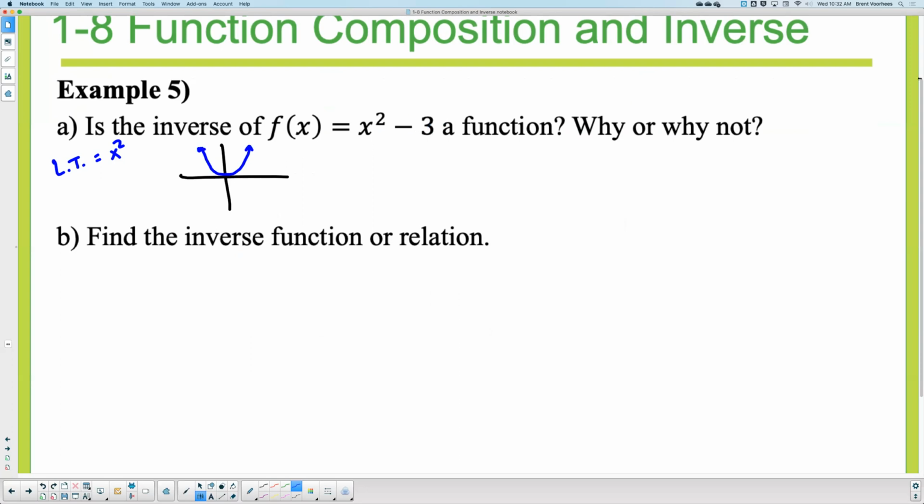Now with the transformation, what would happen if it was minus 3 on the outside? It's shifted down because it's not on the inside, it's on the outside. I would shift it down 3 like that. Okay, so now use a horizontal line test to test the inverse, because for the inverse you have to switch x and y. Would it pass the horizontal line test? No. The inverse is not a function. So the x squared itself is a function, but the inverse is not a function.